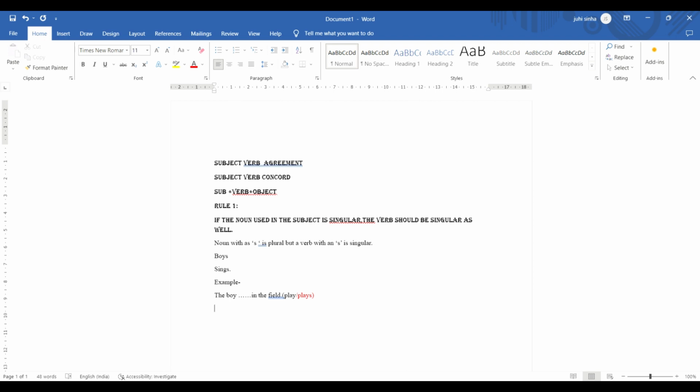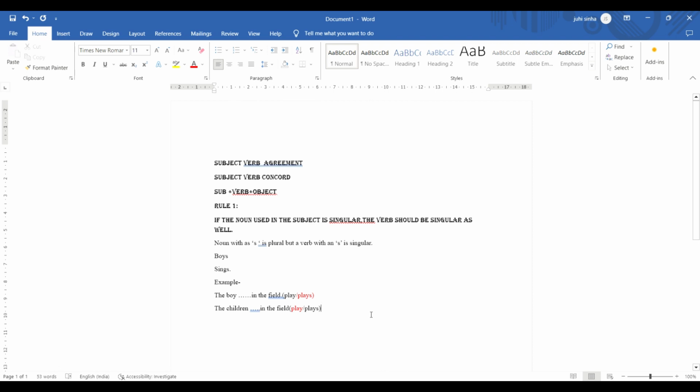Okay. Now let's take another example to this rule. So suppose it is children. Children dash in the field. Again, the options are play or plays. So my answer should be, because children is plural, my verb will be plural as well. So the answer is play. Okay. So this is the first rule.